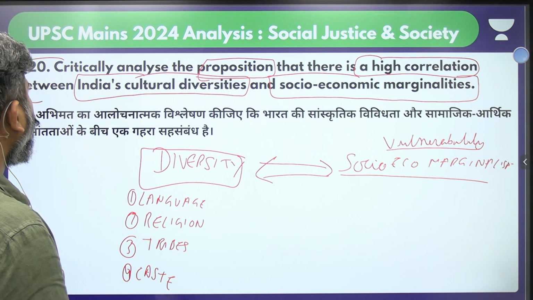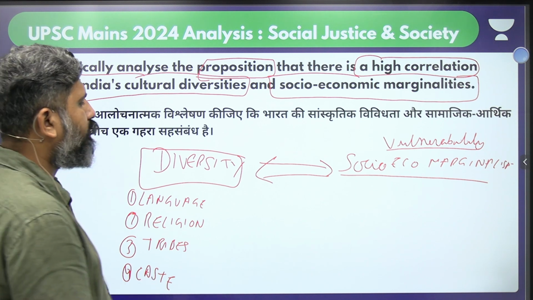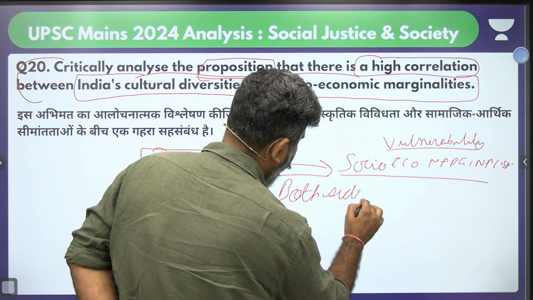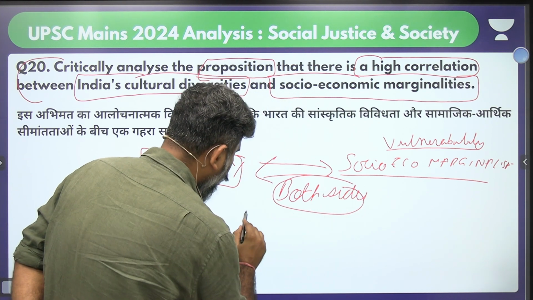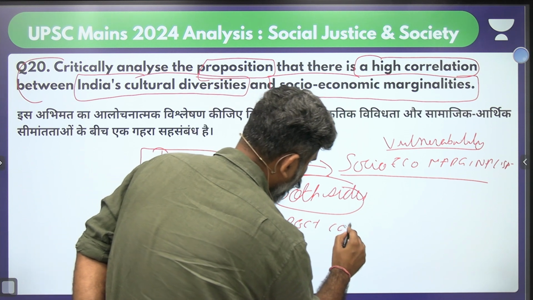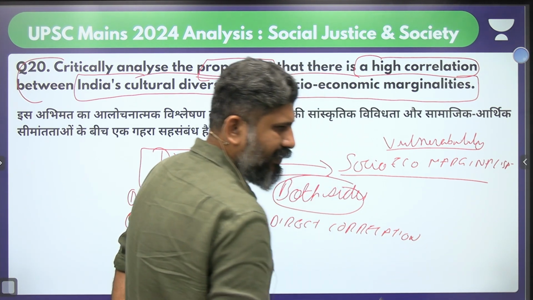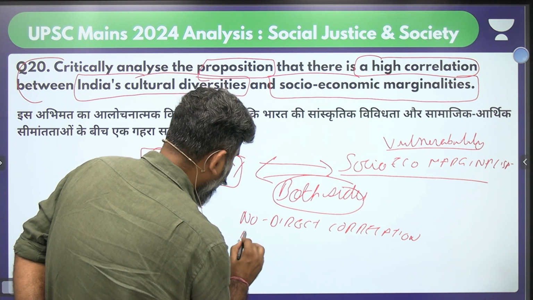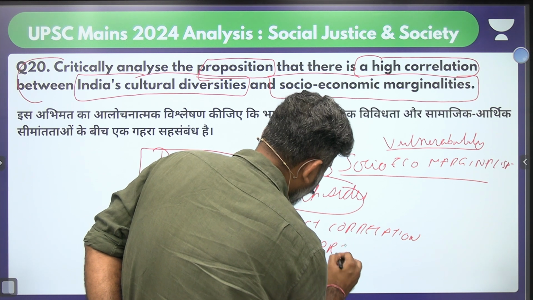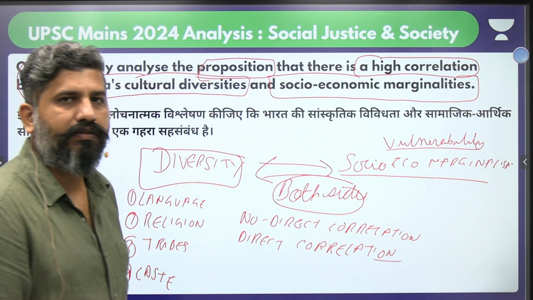There is a higher correlation between India's cultural diversities and socio-economic marginalities, right? So you'll have to highlight both sides in such answers. On the one hand, in some cases, there is no direct correlation. In some cases, there is direct correlation that we need to look at here, right?